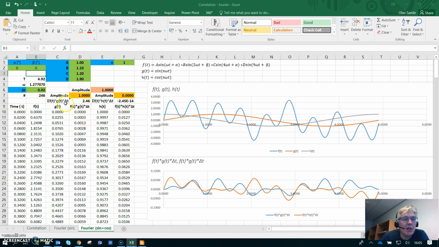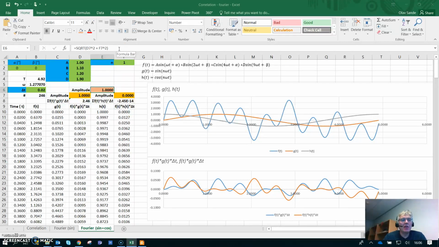And here are the sums, and then we do the amplitude calculation according to Fourier. The amplitude is 2 divided by delta t divided by the number of samples, we had 246, times the sum of products. And we do the same here for the cosines. And this amplitude here is just the square root of the squares of the two amplitudes to get the absolute value.